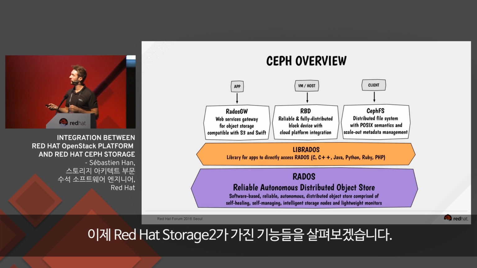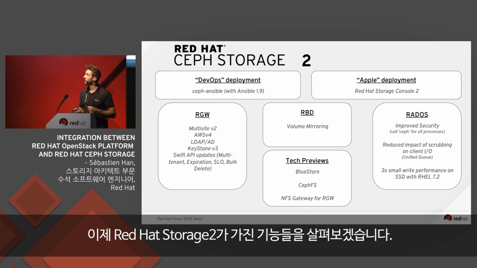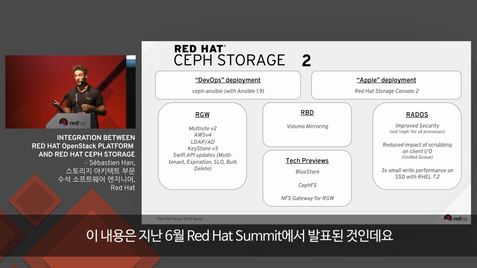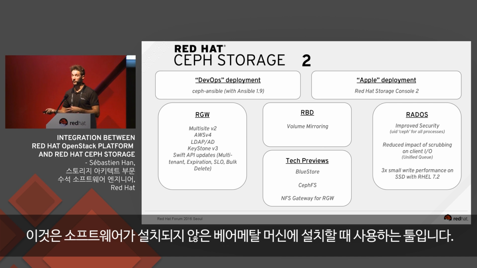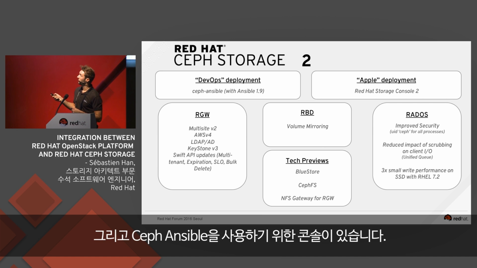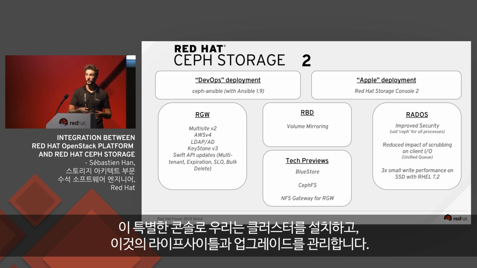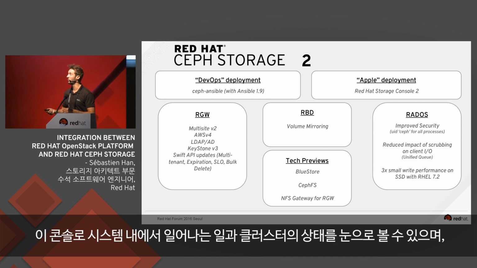Now if we look a little bit at the features that we have for Red Hat Ceph Storage 2, which was announced during the last Red Hat Summit in June, we have a new installer based on Ansible. So we now use Ansible to deploy Ceph. It's the de facto tool we use to deploy Ceph on bare metal machines. Then we have a console that allows us to use Ceph Ansible, so we can deploy clusters and manage their life cycle, manage upgrades from a unique console. So it's good to visualize what's happening, visualize the state of the cluster.